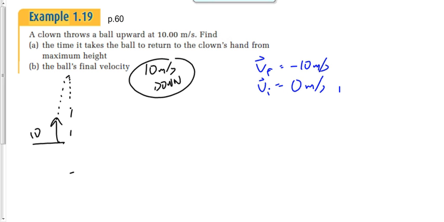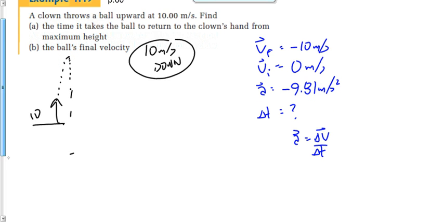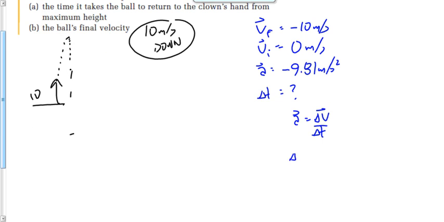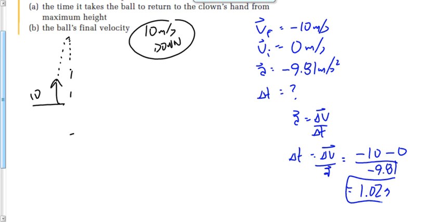What else do we get? A, I think, is negative 9.81. And we're solving for t here, right? Oh, okay, this isn't so bad. We're just going to use that basic equation, delta v over delta t, rearrange it, get t on the top by multiplying, a comes down by dividing, becomes negative 10 minus 0 over negative 9.81, and that's going to give me about 1, I think it's 1.02 actually, 1.02 seconds.